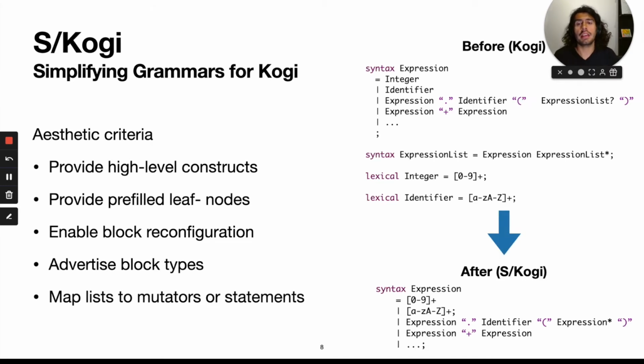After applying Kogi 2 to our initial MiniJava grammar, we go from the grammar at the top part of the screen to the grammar shown in the bottom part of the screen. As we see here, there are some simplifications that were applied, and those simplifications are important when we want to create the block-based editor.